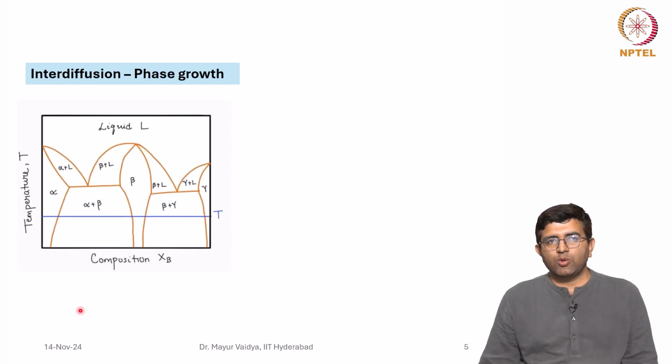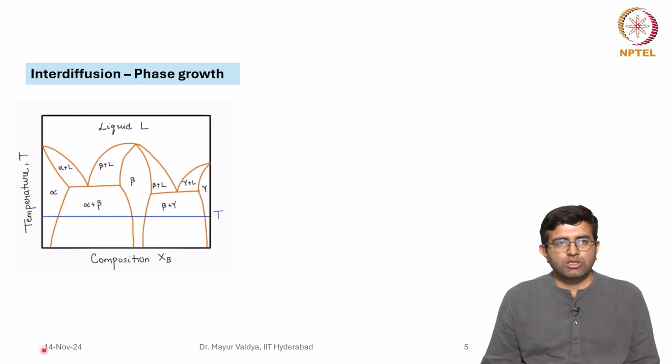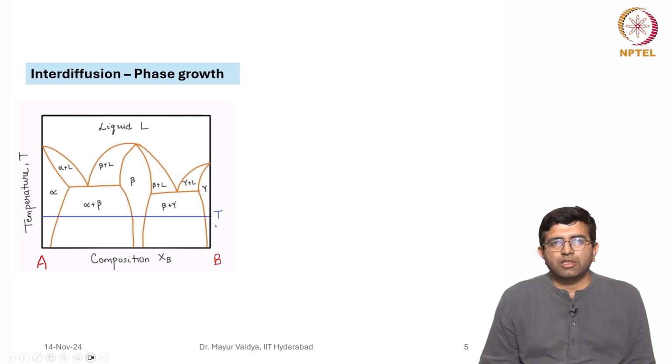So let me ask you one question. We will try to answer this later. For example, if you make a diffusion couple of A and B, let me just mark it, this here is A and this is B. If we make a diffusion couple of A and B and anneal them at this temperature T, the phase diagram is schematically shown here.